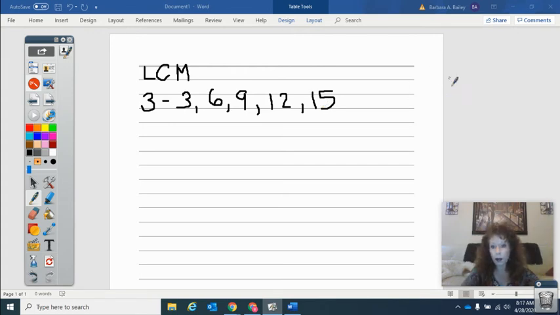You can do tally marks. 1, 2, 3, 4, 5, 6. Okay, so I did 3 times 1 is 3. 3 times 2 is 6. 3 times 3 is 9. 3 times 4 is 12. 3 times 5 is 15.